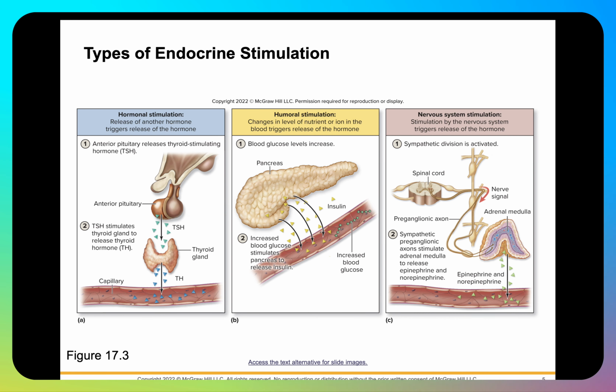The pancreas will release insulin in response to the increase in blood glucose, and then we'll see a stabilization or return of blood glucose to normal levels.